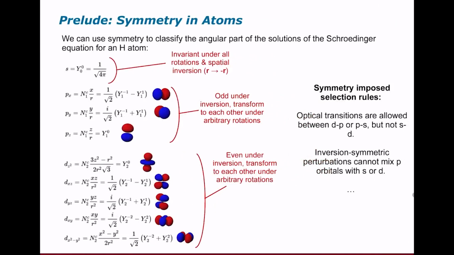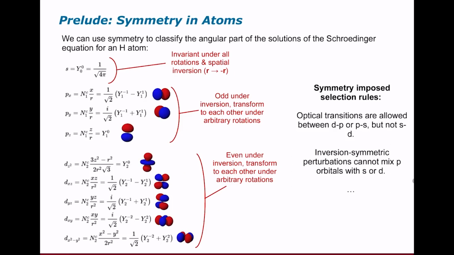Now, the symmetry also imposes selection rules. Because of this inversion symmetry and different inversion parity eigenvalues, which is -1 for p and +1 for the other orbitals, optical transitions, for example, are allowed between d and p and s orbitals, but you cannot have an optical transition. So you cannot have an electron fall down from a d orbital to an s orbital and emit a photon. So this is a selection rule that applies.